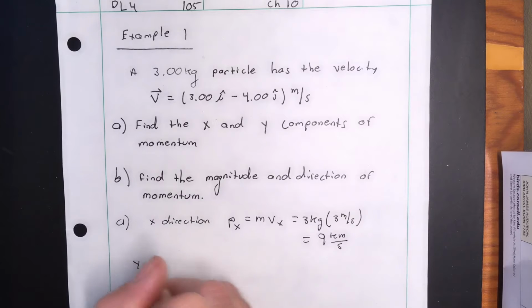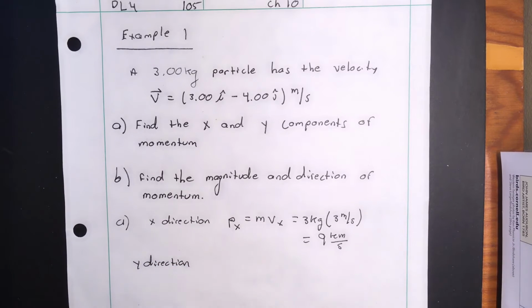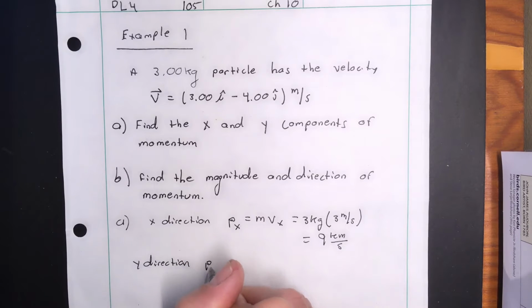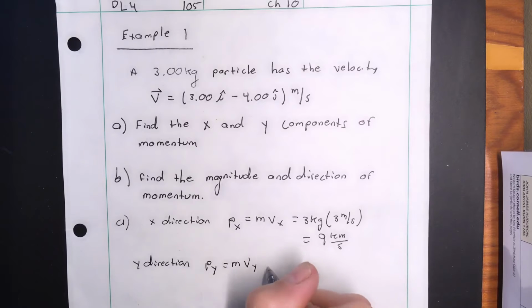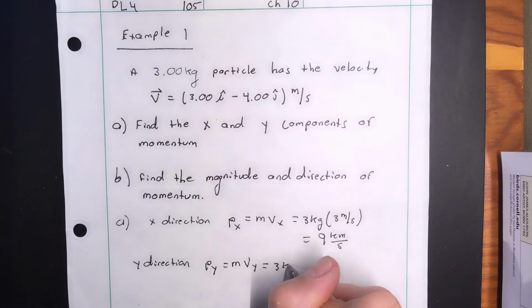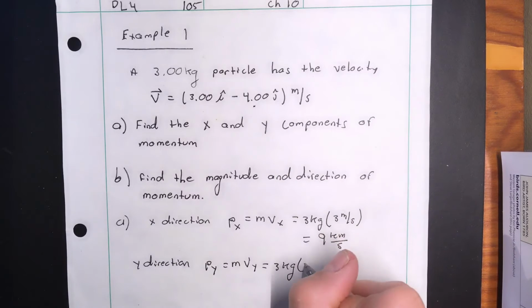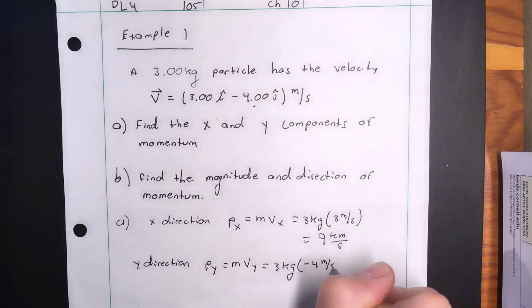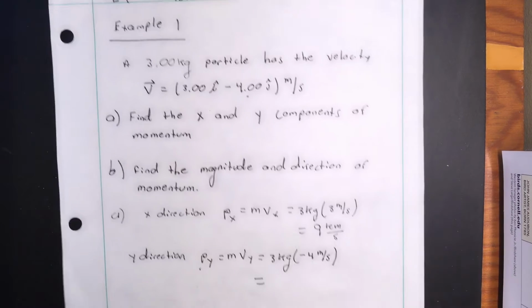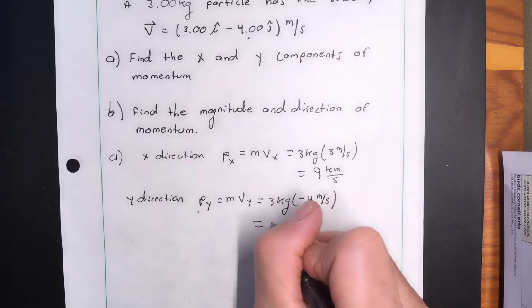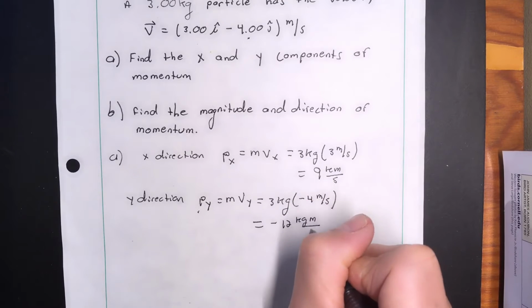In the y direction, we're going to use the same procedure. Momentum in the y direction is the mass times the velocity in the y direction. That's 3 kilograms still. Now the velocity in the y direction is a minus 4 meters per second. So our momentum in the y direction is going to be minus 12 kilogram meters per second.